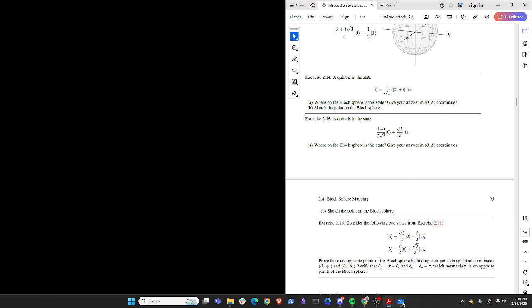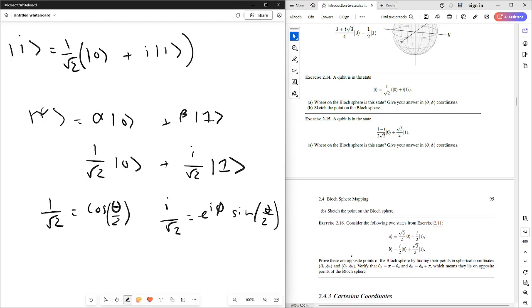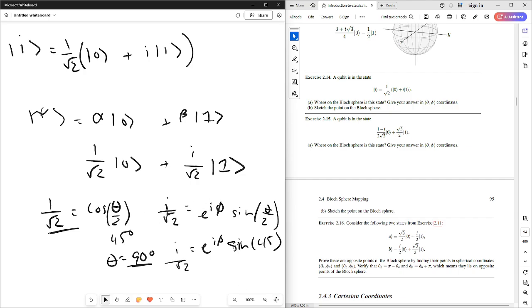So we know that theta divided by 2 is 45. So cosine of 45 degrees gives us 1 over square root of 2. And that way theta is equal to 90 degrees. So, bam. Sine of 45 times e^(i rho) equals i over square root of 2. Okay.